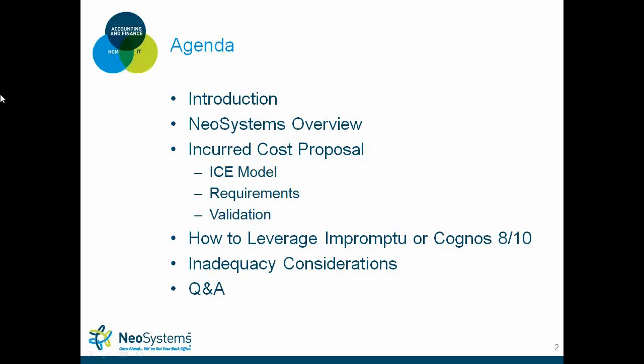If you talk to any government contractor that has to do an incurred cost submission, they'll tell you that DCAA's ICE model that's out there on DCAA's website is a pretty messy file, and there's a lot of macro issues on there, and it's just generally kind of confusing. So a lot of contractors are using third-party solutions like Impromptu and Cognos 8, Cognos 10 that are part of the IBM suite to really help out this process and make it a little bit more streamlined and automated.